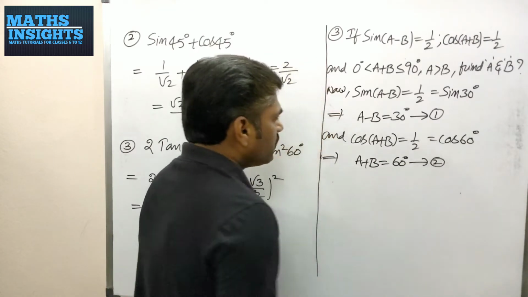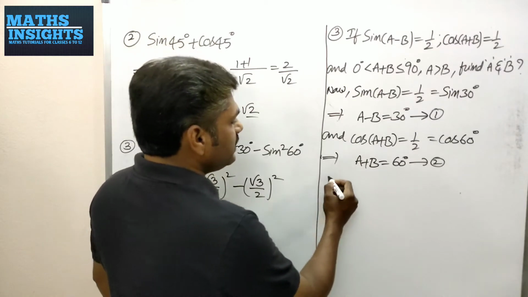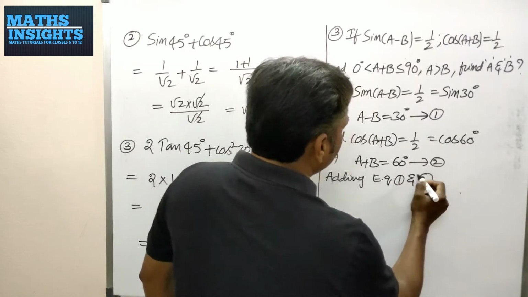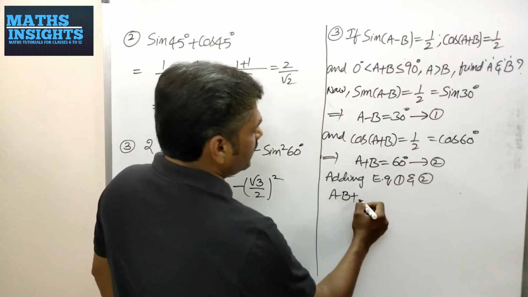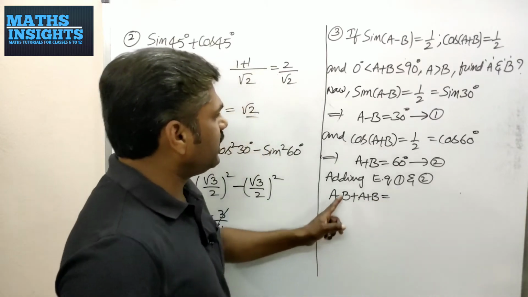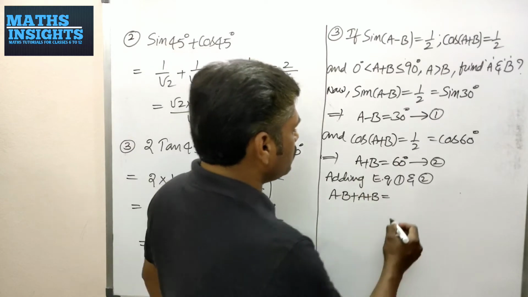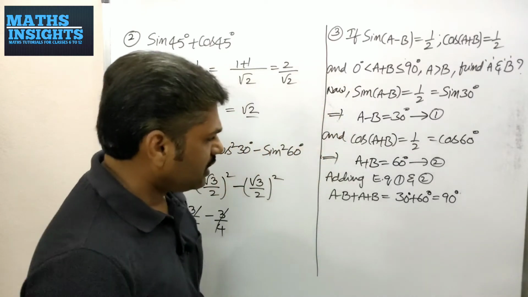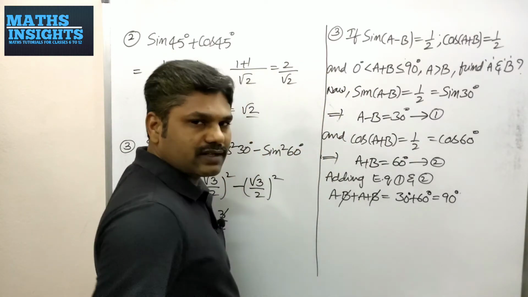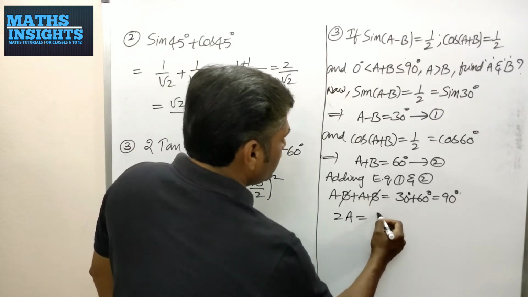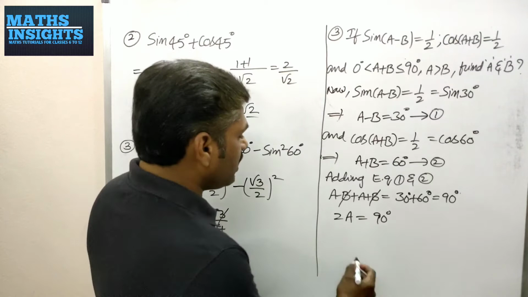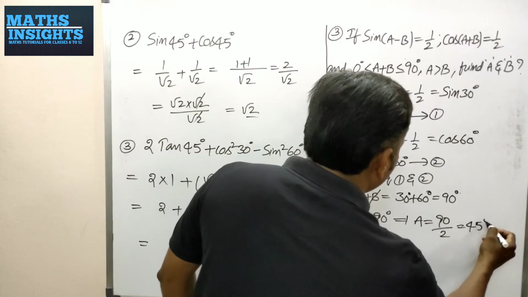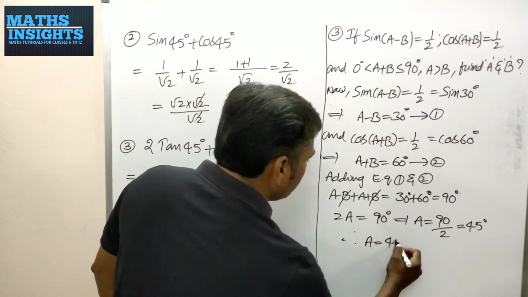This is equation 2. From 1 and 2, I will add. Adding equations 1 and 2, I am adding the LHS, that means left hand side: A minus B plus A plus B is equal to 30 degrees plus 60 degrees, which is equal to 90 degrees. Minus B plus B cancel, A plus A becomes 2A. 2A is equal to 90 degrees. That implies A is equal to 90 by 2, which is 45 degrees. Therefore, A is equal to 45 degrees.